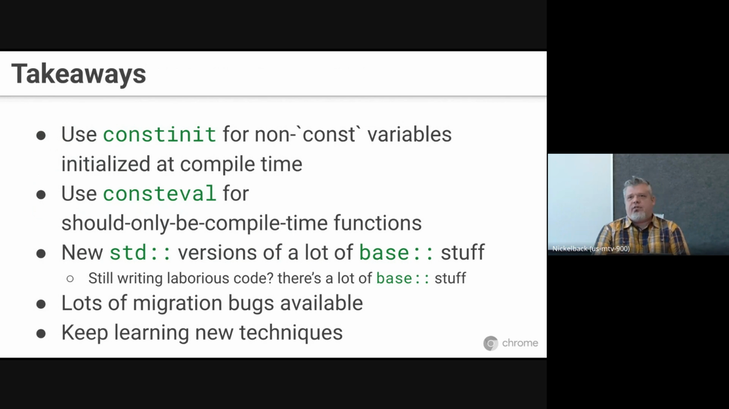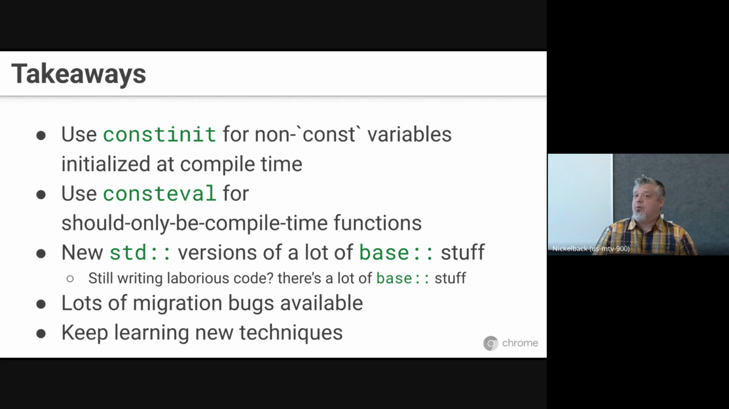So the takeaways from the main portion of this talk: constinit. This is for your initialized at compile time non-const variables. And in Chromium, you'll most likely see that on thread locals. But there's probably a few other cases for it. Consteval, compile time only functions. And then there's new versions in the standard library of a lot of stuff in base.